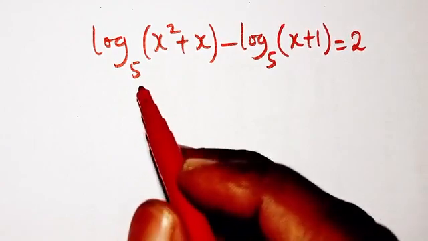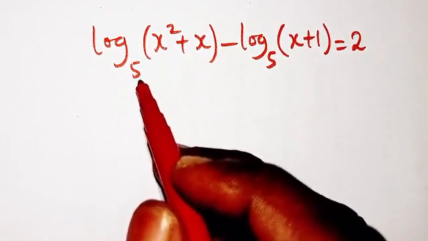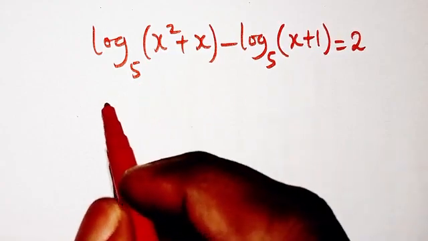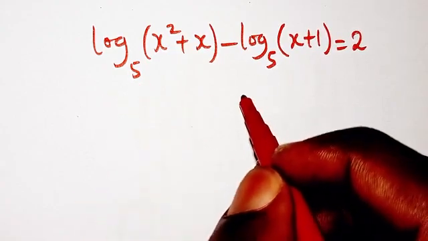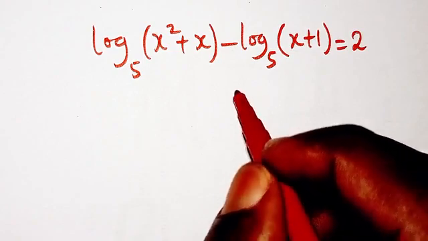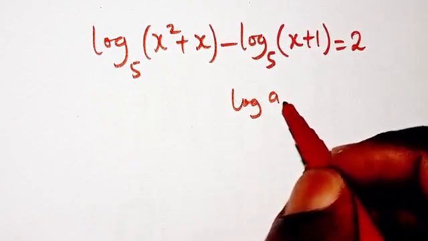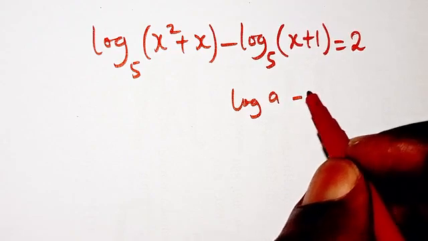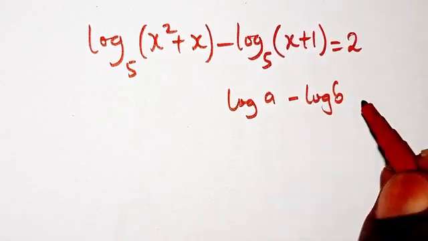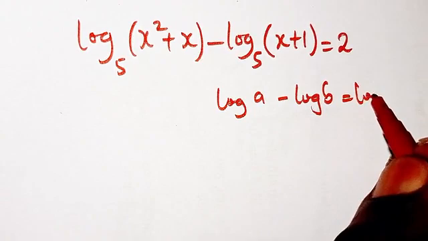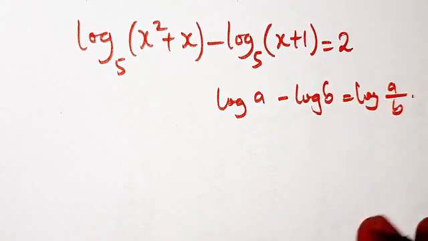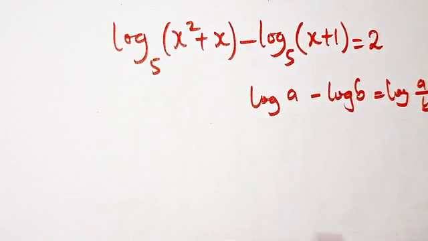So what are we going to do? Now we can see that we have the same base. So we are going to use the law that says when you have log A minus log B, this is going to give us log of A over B. So that's what we are going to use there.